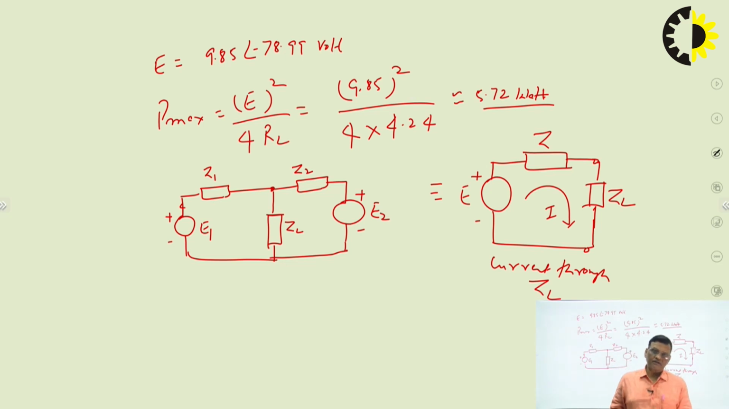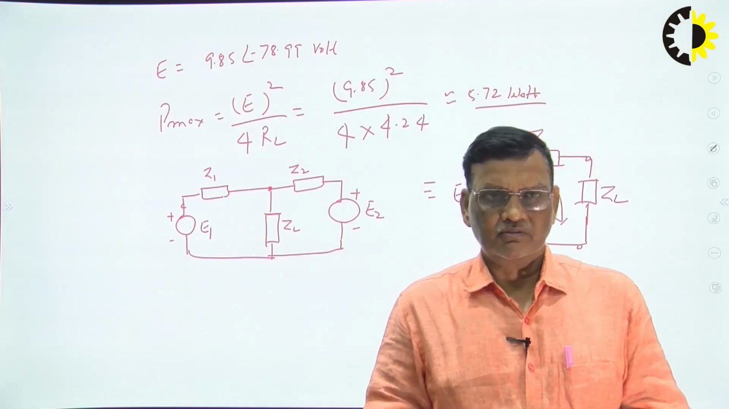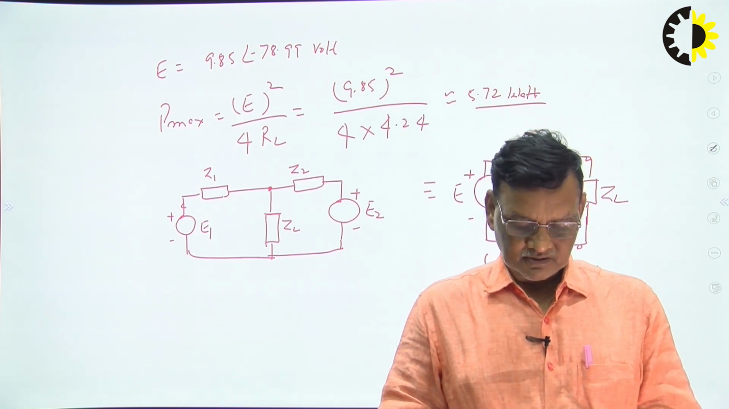You have to convert the complex network into a simple one, having one energy source and one impedance in series. If the energy sources are currents, then you have to find the equivalent current and equivalent admittance, and construct the circuit with the current source in parallel with the admittance, and this way we can solve the problem. So, this is all about Millman's theorem, one of the important network theorems.